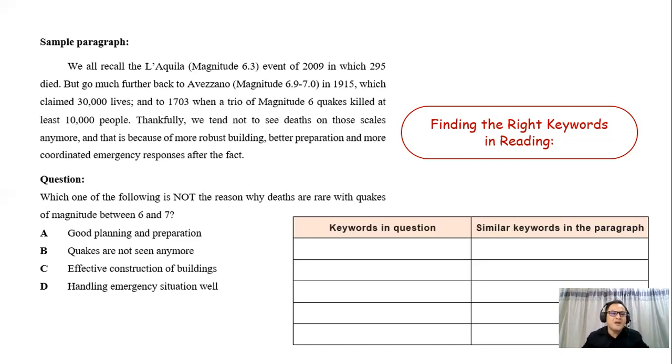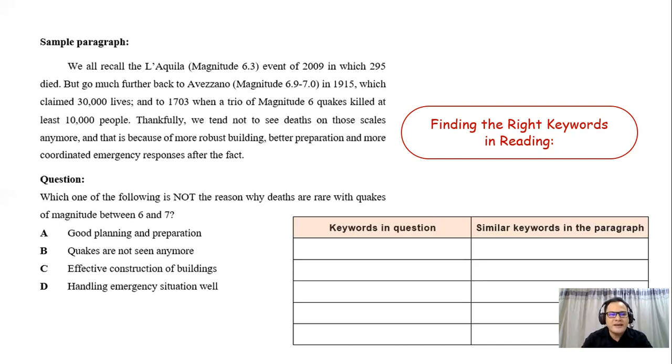Okay, the question, which of the following is not the reason why deaths are rare with quakes of magnitude between 6 and 7? Okay, and then we have 4 options. A, good planning and preparation. B, quakes are not seen anymore. C, effective construction of buildings. And D, handling the emergency situation well.